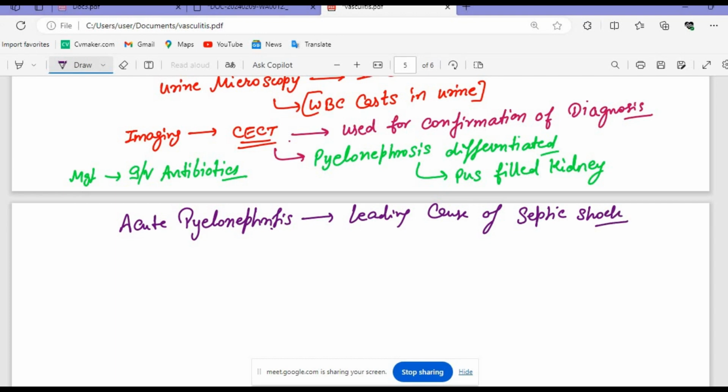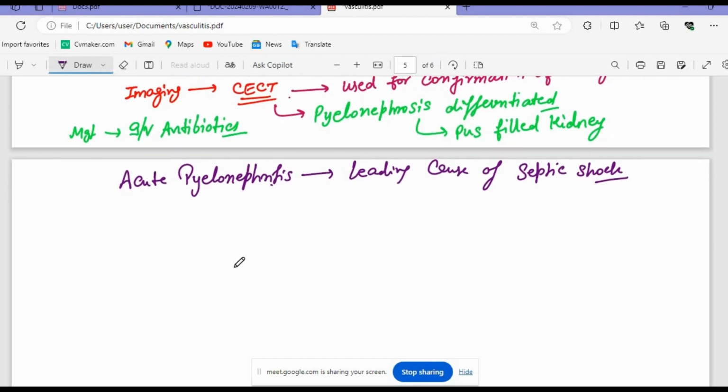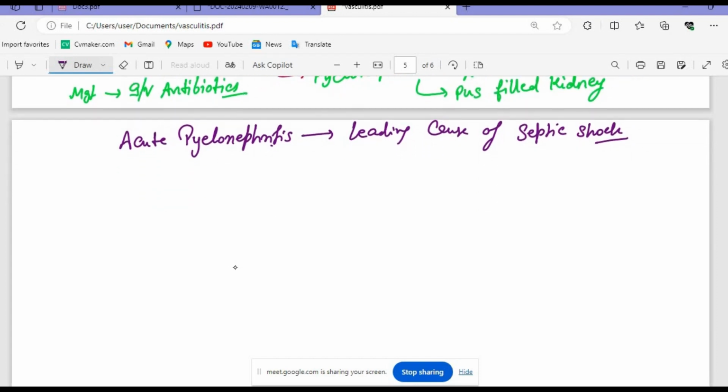This is the leading cause of septic shock in pregnant ladies. Now we have chronic pyelonephritis. In chronic pyelonephritis, this is the important point, and you will be able to differentiate based on the features of chronic pyelonephritis and acute pyelonephritis.